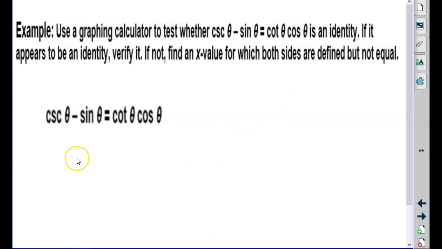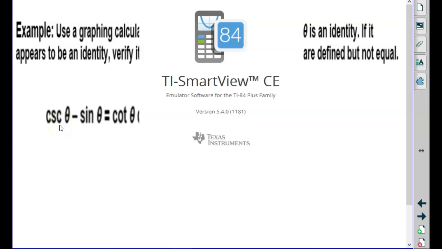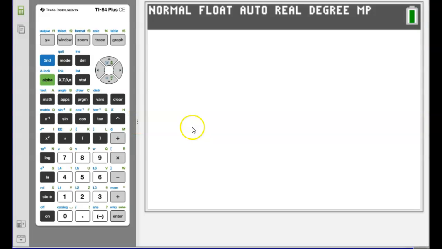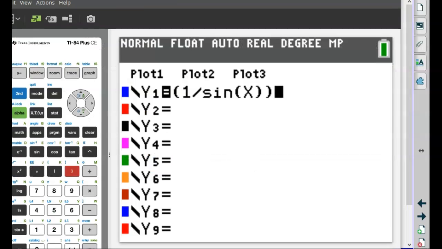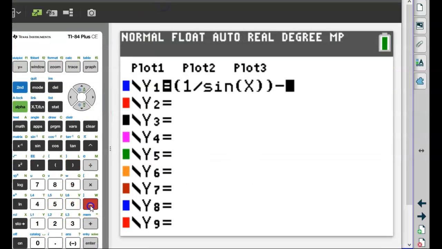So on your calculator, how would you put in cosecant? 1 divided by sine, and then it says minus sine. If you want to put extra parentheses, you can. It would do the right order anyway. And you need a sine of x. You need to put an x in there. Close. And then it was what? Minus sine of x?